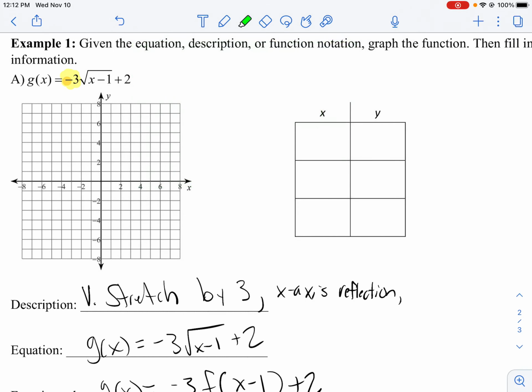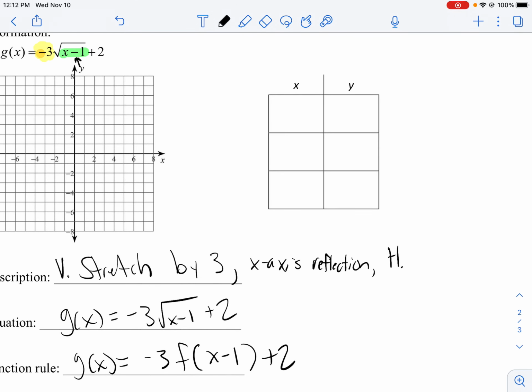Then just keep going left to right. We have this x minus 1 on the inside of our function. Inside tells us right then and there it's horizontal. Then we look at the operation. We have subtract 1. Subtract is a shift, so we have a horizontal shift. Remember, with shifts in horizontal directions, you do the opposite of what you see. So what's the opposite of a negative 1? It's a positive 1, and positive 1 is on the right side of the graph. So it's a horizontal shift to the right by 1.